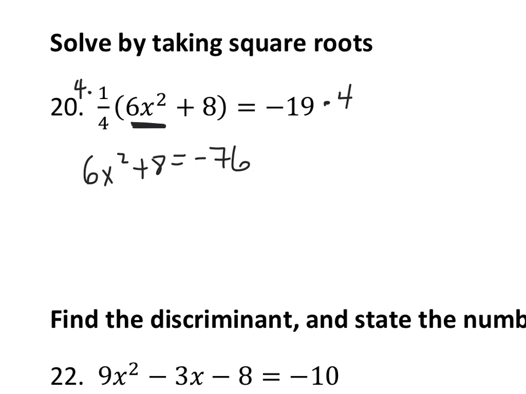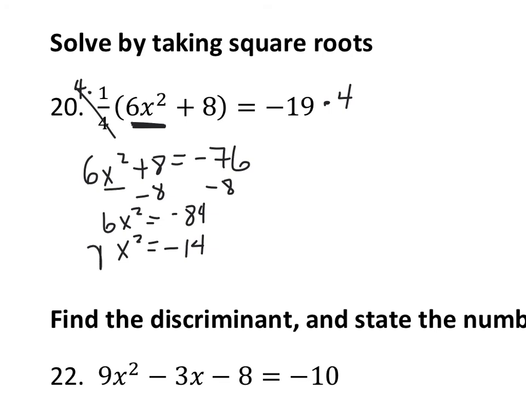All right, when I multiply both sides by 4, this 4 times 1/4, that goes away. That was the whole point. And then negative 19 times 4 gives us a negative 76. Now I'm going to finish isolating x squared. All right, so I subtract 8 from both sides and I get 6x squared equals a negative 84. Then I divide by 6 and I get x squared equals a negative 14.